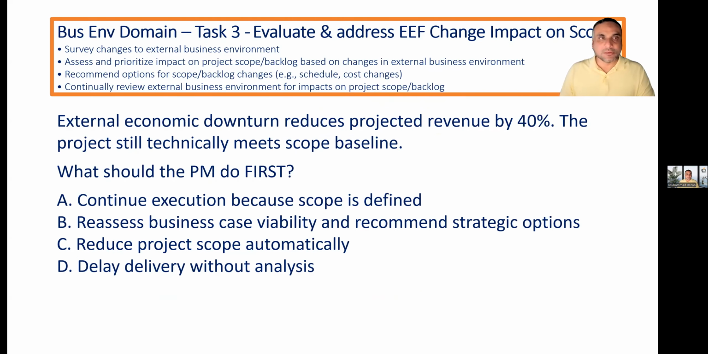Let's go next. External economic downturn reduces projected revenue by 40%. The project still technically meets scope baseline. What should the PM do first? You are doing the work. It's exactly like you are doing the efforts, but results are not coming up. When you are solving the questions, but your result is not improving, what should you do?